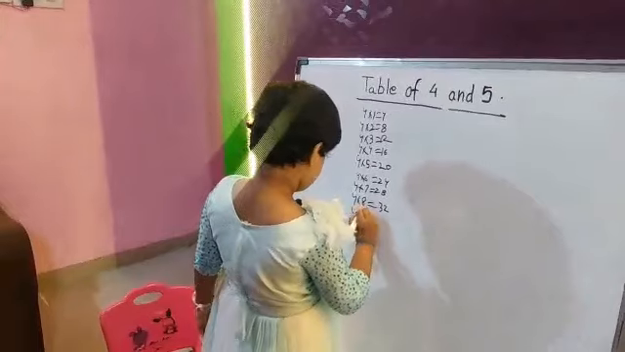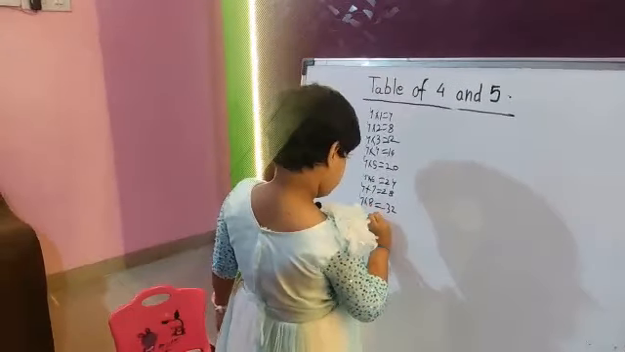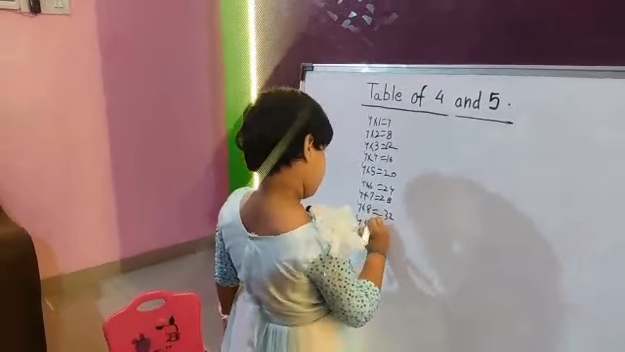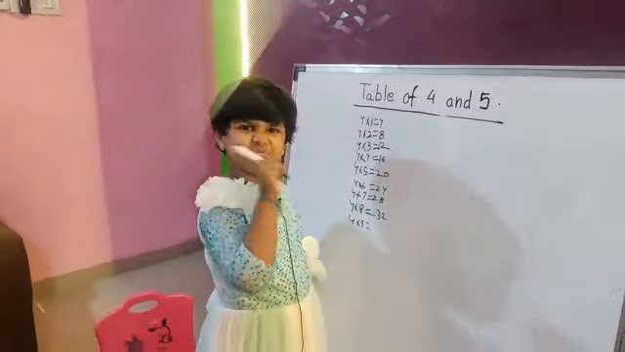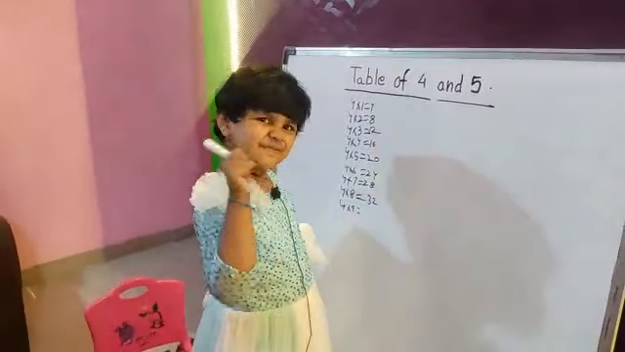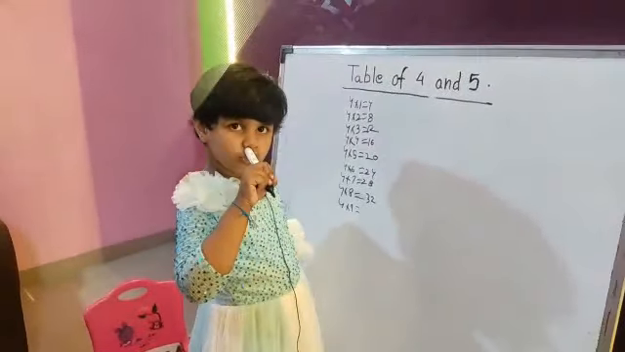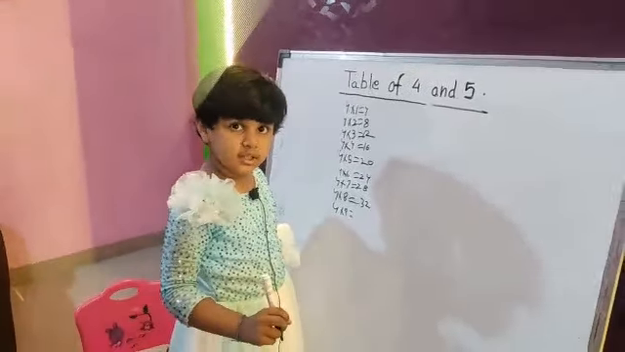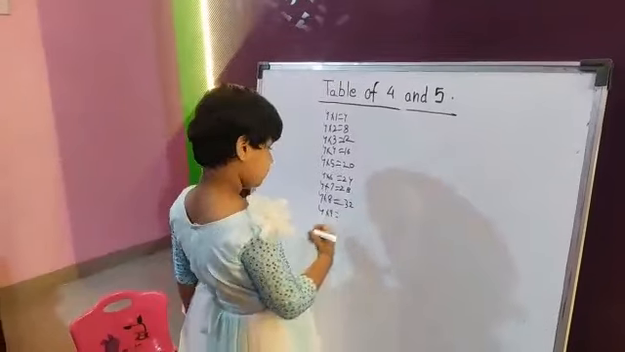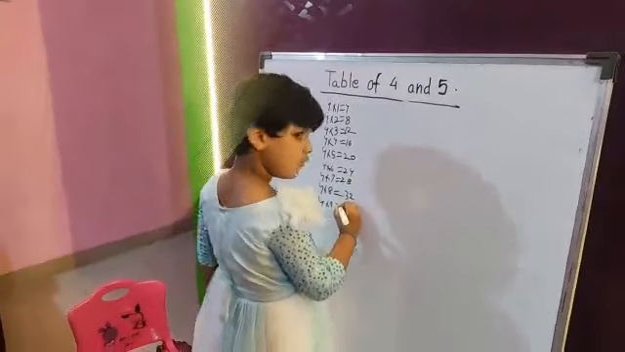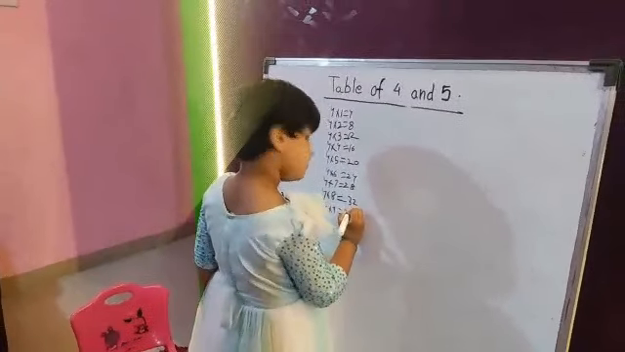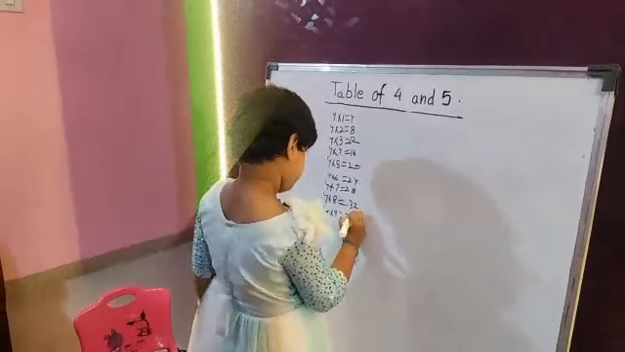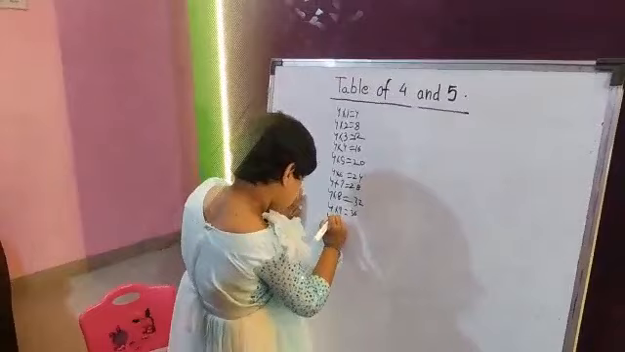4 multiply 9 equal 36. 4 multiply 9 equal 36. 4 10 is 40.